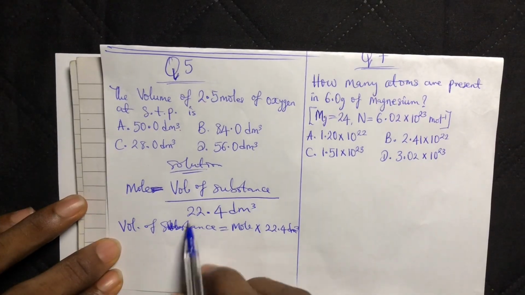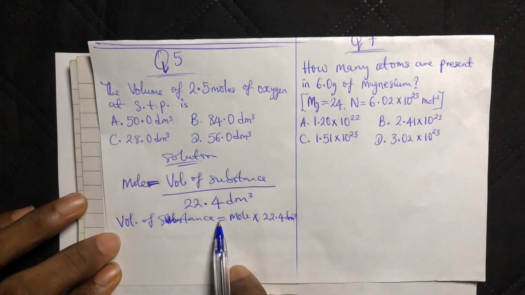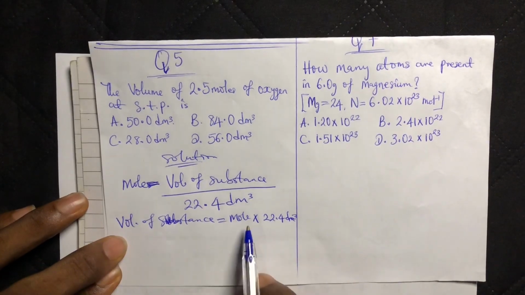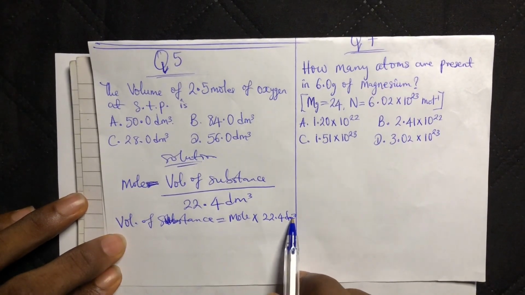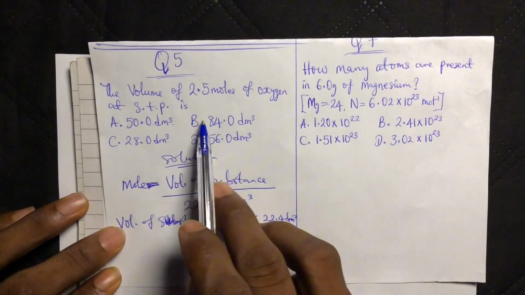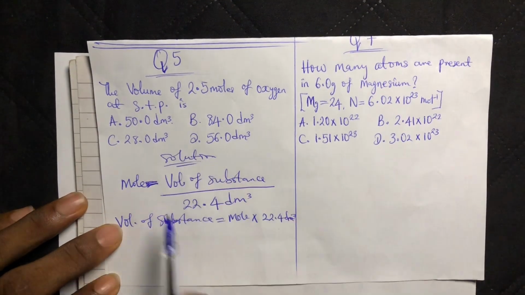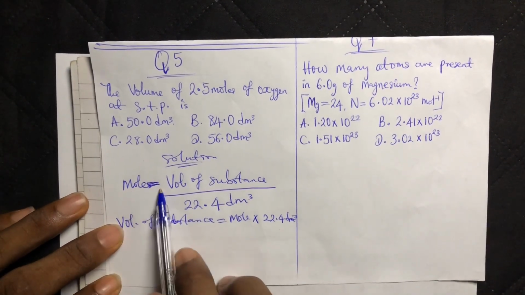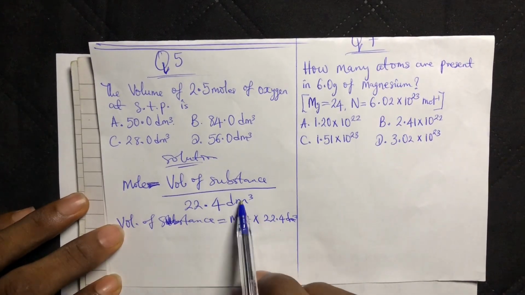If we cross multiply, we are going to have volume of substance equal to mole times 22.4 dm cube. How do we get to this point? We are asked to look for the volume of 2.5 moles of oxygen at STP. The formula that we are using says mole equal to volume of substance over 22.4 dm cube.